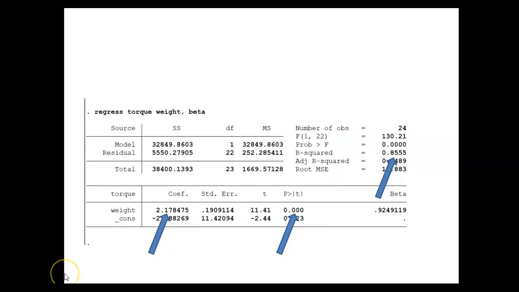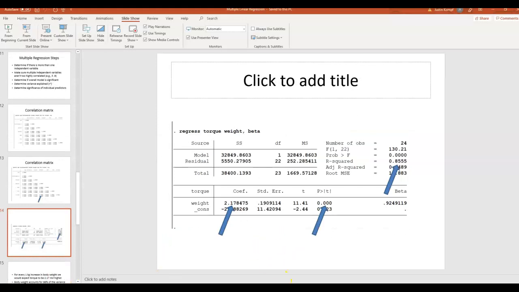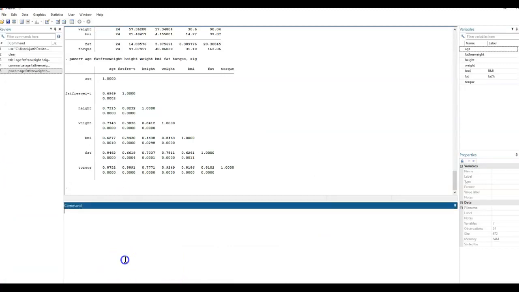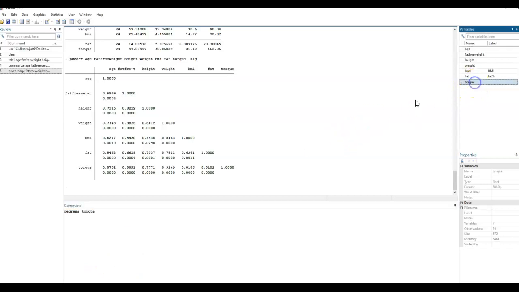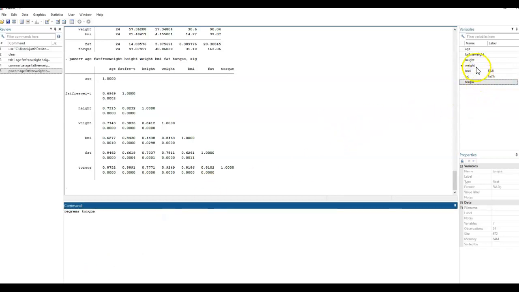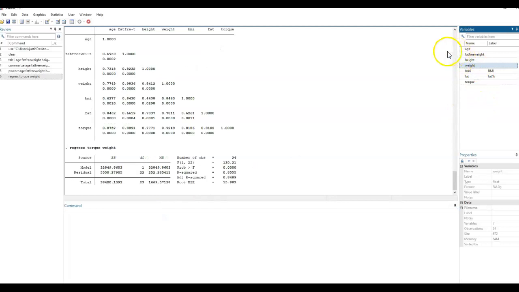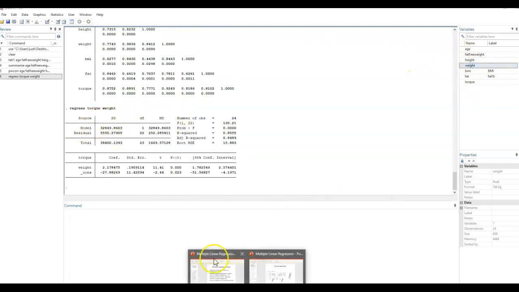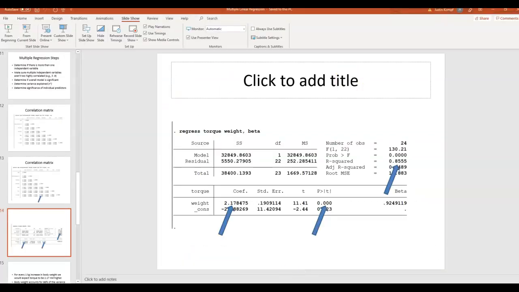Now let's run a regression. You've already done this before. We'll run a regression with just body weight. So let's go regress, and we want to regress torque on the person's weight. Let's see what that looks like. This is our output, and I'll go back to the PowerPoint to cover it.